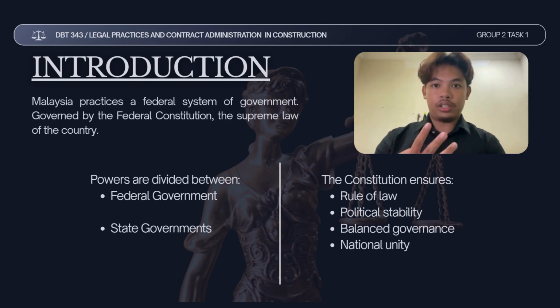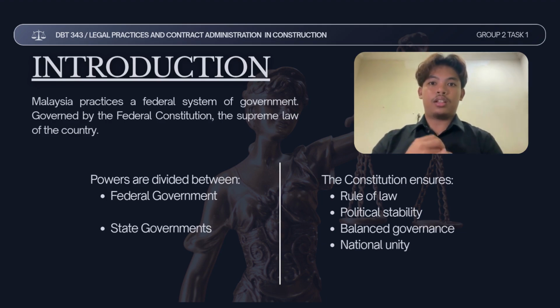Each level has its own specific responsibilities, and by clearly separating these powers, the Federal Constitution ensures four critical elements for our nation. First, it upholds the rule of law. Second, it maintains political stability. Third, it provides balanced governance between the centre and the states. And finally, it fosters national unity across the country.